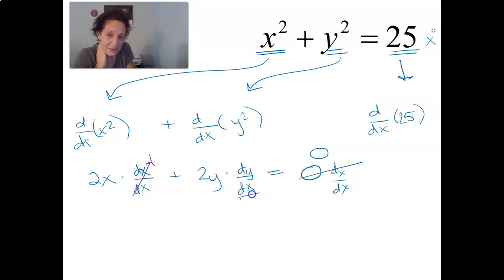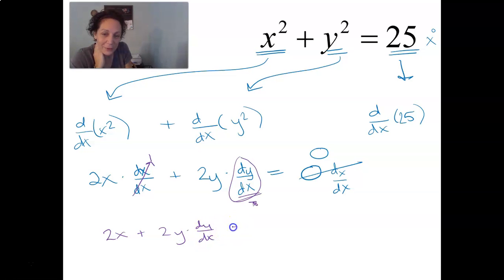dy/dx, that's what we're after. That's the slope. So all I have to do here is algebraically solve for dy/dx. Now if that looks ugly to you, you are free to replace dy/dx with something else like a star or something.